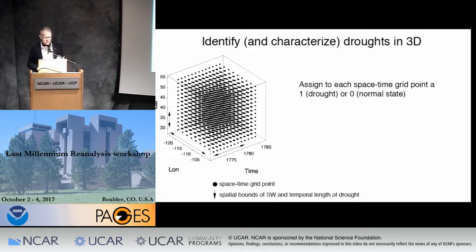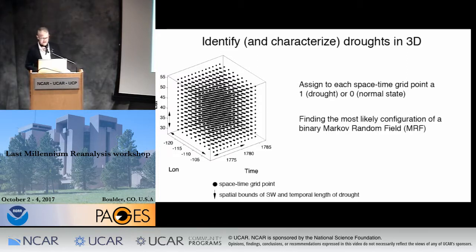And so what we'd like to do is assign to each of these space-time grid points whether we're in a drought or a normal state. In this sort of arbitrary binary context, a drought state could be assigned a value of 1, a normal state a value of 0. Okay? So that sounds relatively straightforward, something that we could do. But there's something that we know about drought, and that's that drought tends to have some spatiotemporal consistency. And so ideally, we'd like these 1s and 0s to be sort of organized in space-time.